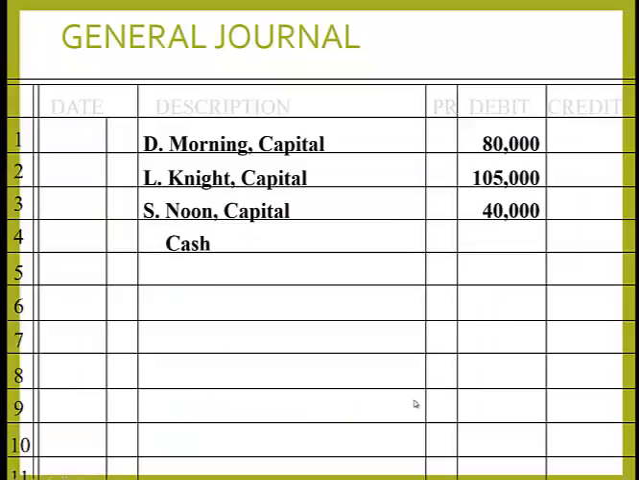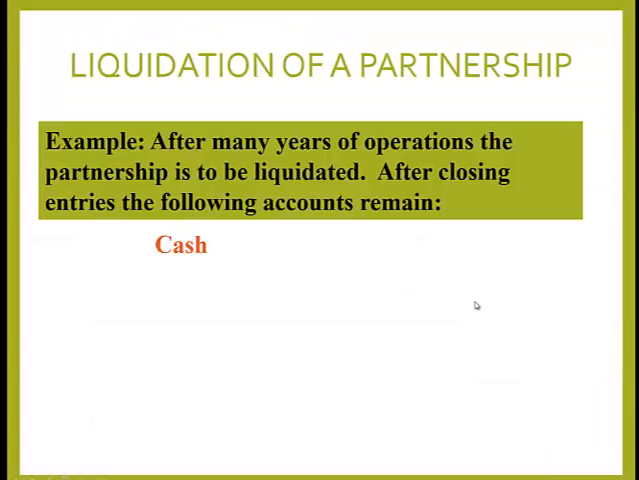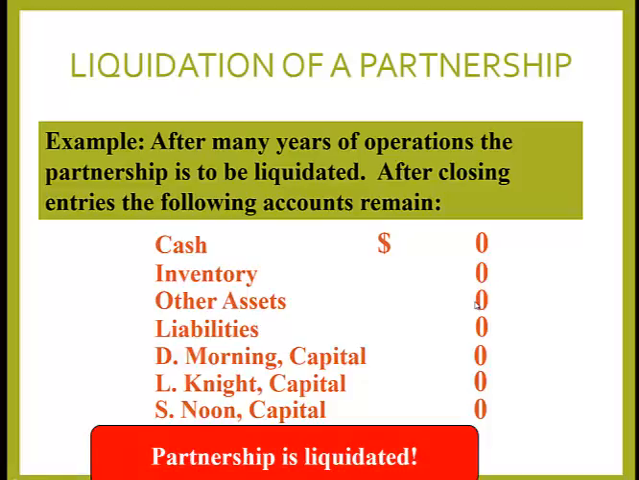Okay, now we'll pay all the partners off everything that they're entitled to. We'll credit cash for the cash balance of $225,000, and then Morning is entitled to $80,000 of that cash because that is her capital balance. Night gets $105,000, and then Noon gets $40,000, and all their capital accounts are debited to bring them down to zero. So now the partnership is once again liquidated.